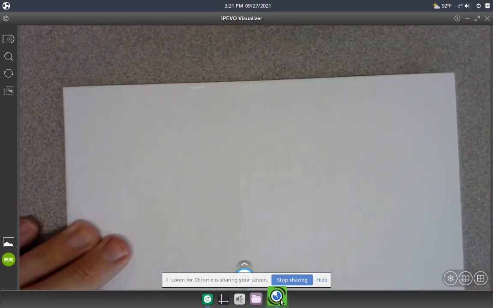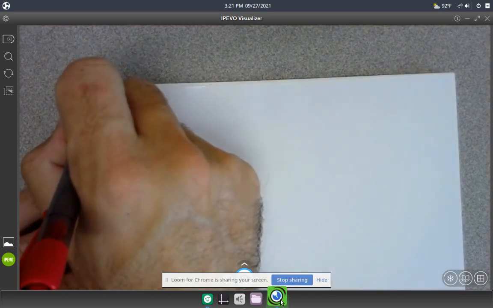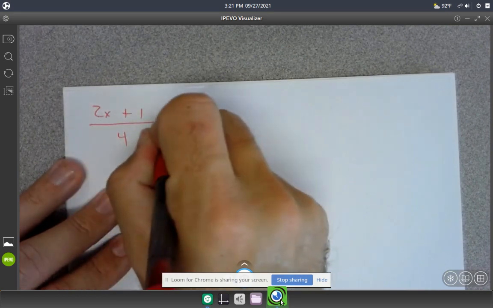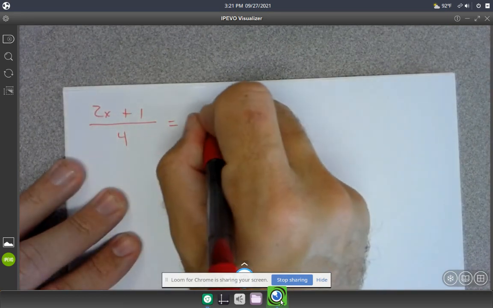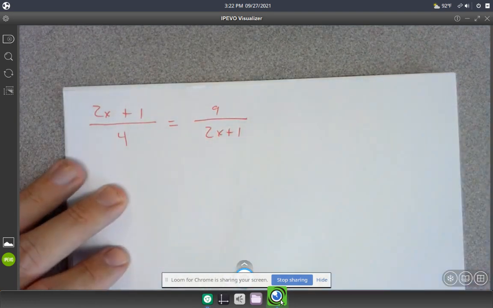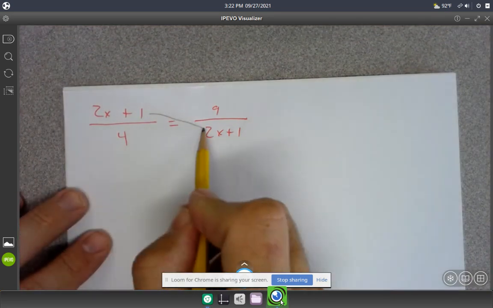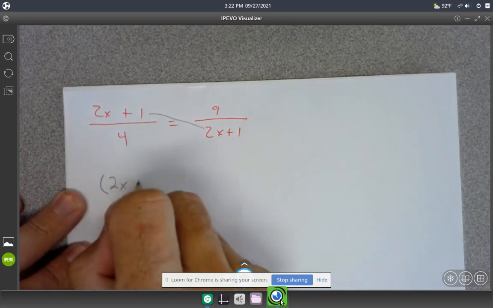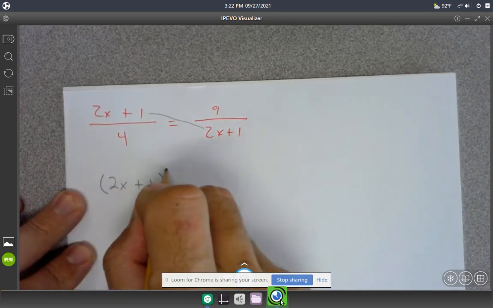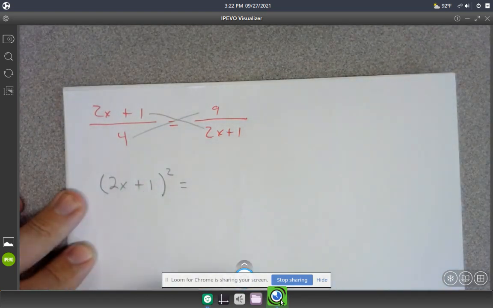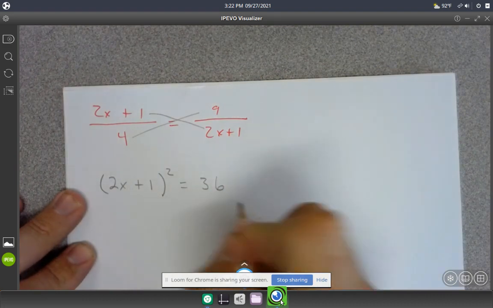All right, this one will be a little similar to one from before. I got 2x plus 1 over 4. I'm going to set that equal to 9 over 2x plus 1. So this time, I'm going to solve this two different ways again. Cross multiply. This is going to give me 2x plus 1 quantity squared is equal to 4 times 9, and that's going to be 36.